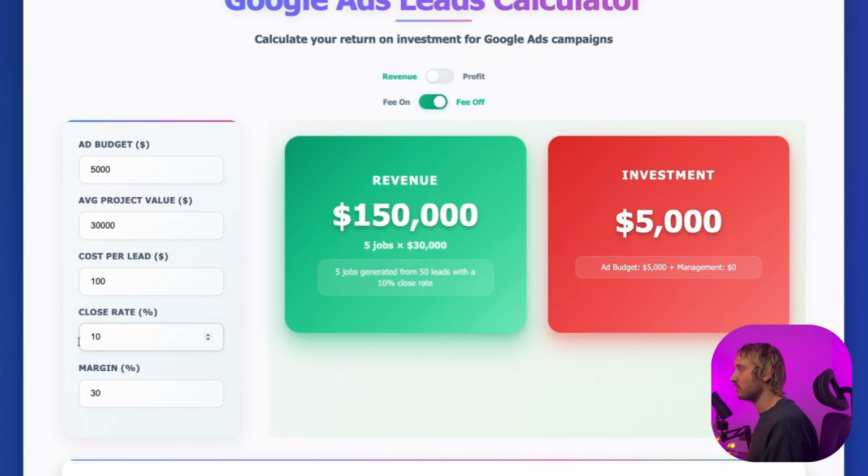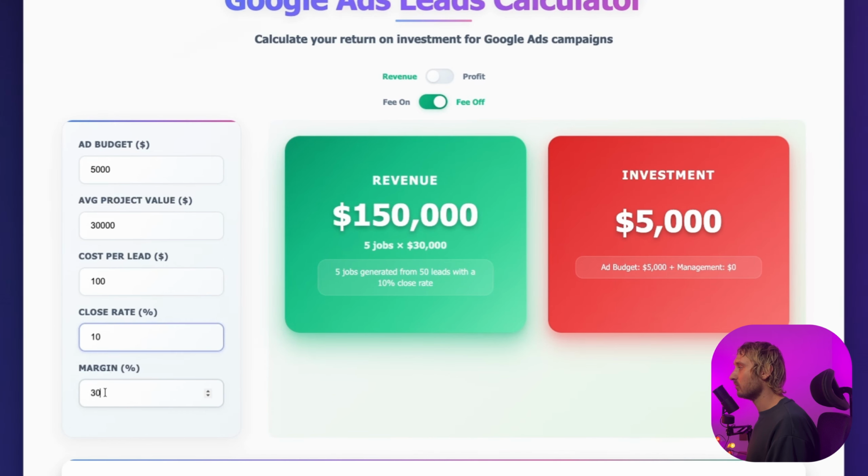A typical close rate would be sitting somewhere around 25%, which means you close 1 out of 4 inquiries. If we take 10%, that would be a very conservative estimate. We say out of 10 leads, you will only close 1. But it helps to use conservative estimations at the very beginning, and especially when we're doing forecasting.